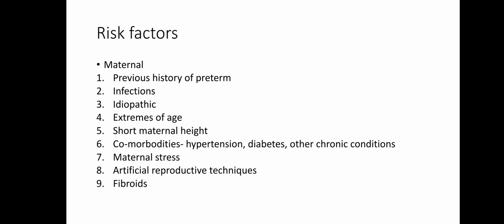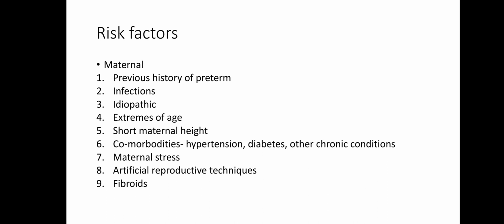Short maternal height, because if the mother's height is very short and the uterus is big, there can be increased compression of the uterus just because of the physics of the height. So the increased pressure on the uterus can cause early labor. Comorbidities: any mother with any other disease together with a pregnancy, such as diabetes or high blood pressure, like anything at all, is a risk factor for preterm labor.